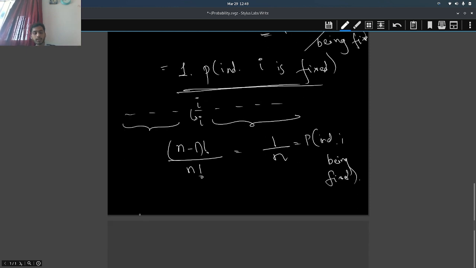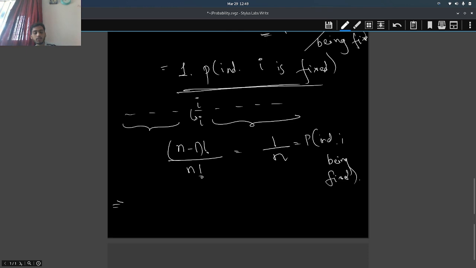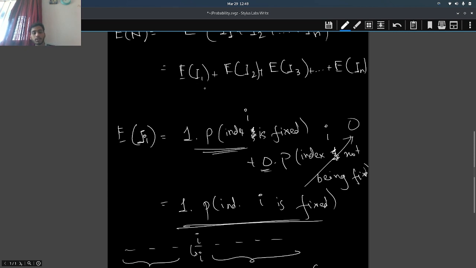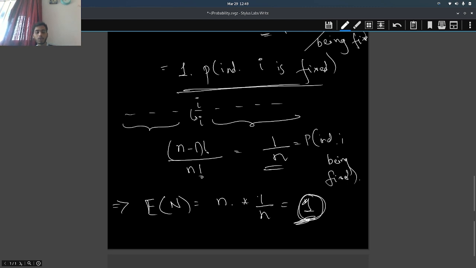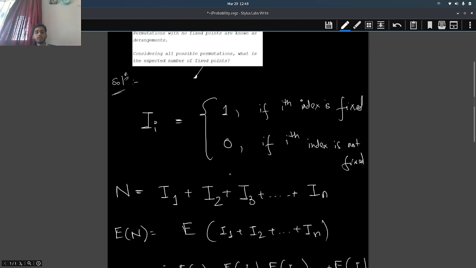So then it's independent of i. So E of N will be n into 1 by n, as all of these are 1 by n, which is 1. So the expected number of fixed points over all permutations will be equal to 1. This is how we solve this question using indicator random variables. This creates a very easy method for us to solve it.